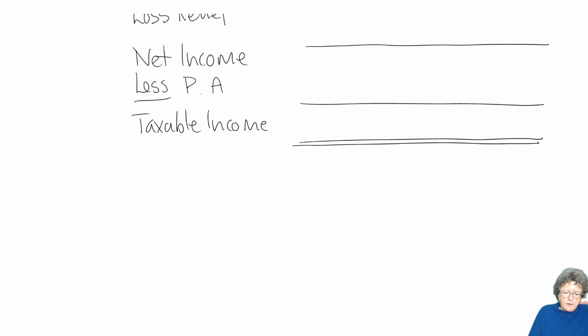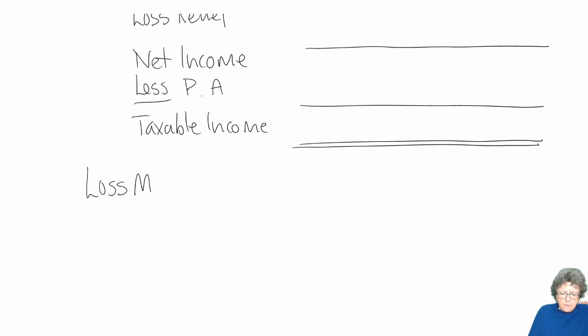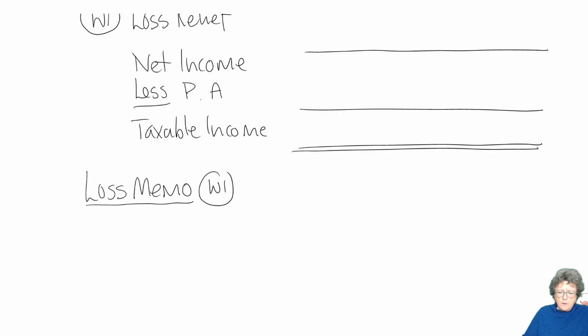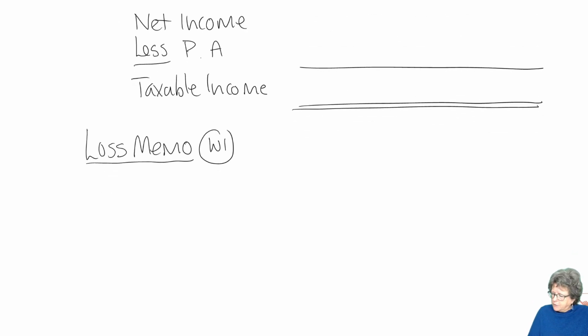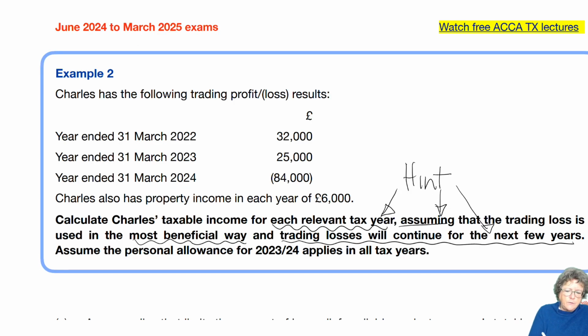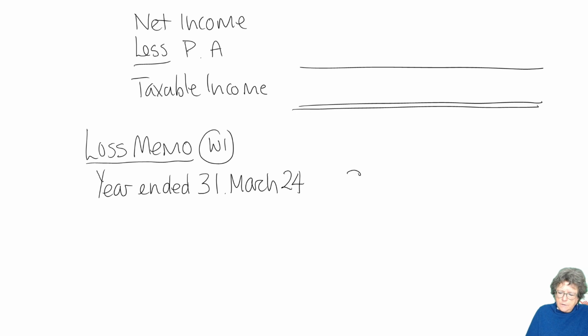We now need to set up the loss memorandum. Cross-reference that. Okay, so the loss memorandum is for the year ended 31st of March 24. Let's just check how much the loss was. 84,000.